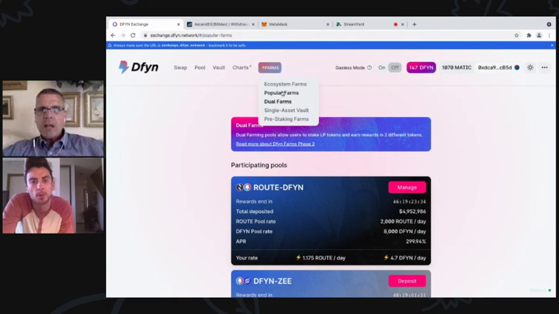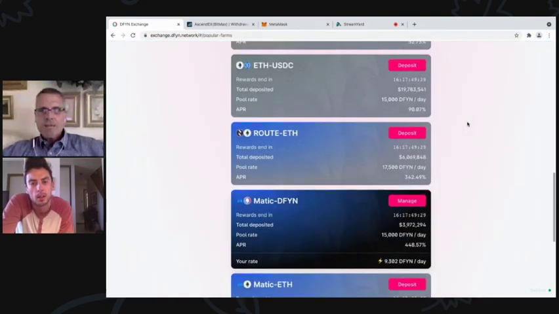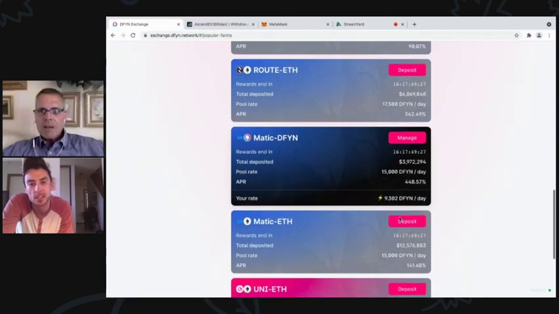I'll see my popular farms because I've got a DFYN and a Matic one as well. And that ends in 16 days. So as you can see, I'm down to now only 9 DFYN a day in this one. At one point I was earning about 15 DFYN a day. But obviously it's come down from 1,400%, because people have got interest, and they're taking more of the pie. There's more people wanting a piece of the pie. The more people that come into the pool dilute the pool.